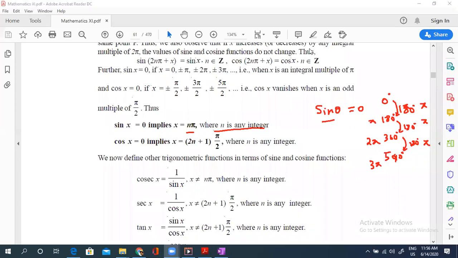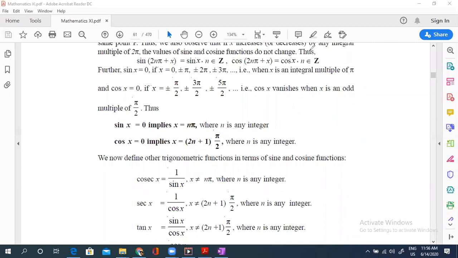Yes, it's a fixed value. Sine 180 is always 0 because perpendicular is 0. You can write 360, but generally we write in terms of radians. In class 10th, you will write in terms of angles, in terms of degrees. But when you go to higher classes, you will write in terms of radian.